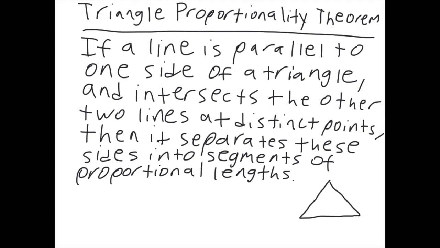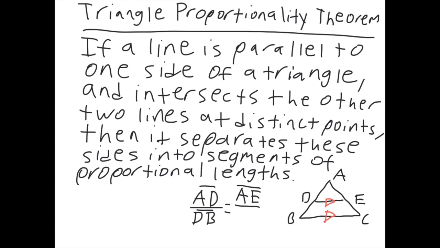So say we have a triangle, A, B, C, and then we have a line that goes through it. And we say that both of these lines are parallel to each other. So if this line is named DE, then we can say that line segment AD over line segment DB is equal to line segment AE over line segment EC. So these are proportional to each other.